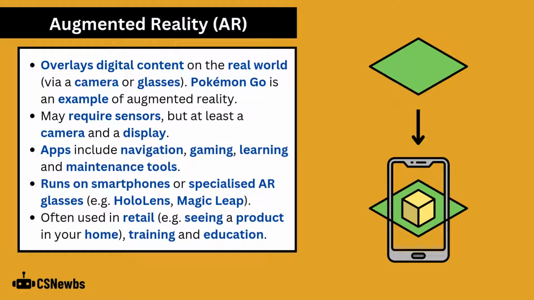Augmented reality overlays digital content on the real world via a camera or glasses. Pokemon Go is a good example. They may require sensors, but at least a camera and a display. Apps include navigation, gaming, learning, and maintenance tools. They run on smartphones or specialized AR glasses like HoloLens or Magic Leap, and they're often used in retail, for example, seeing a product in your own home, also for training and education.